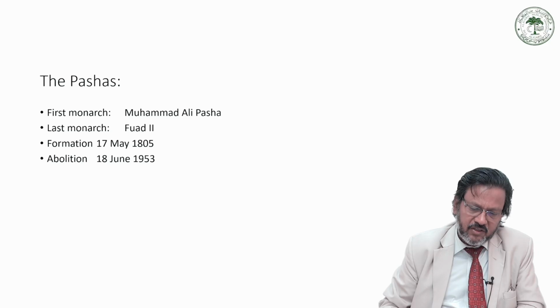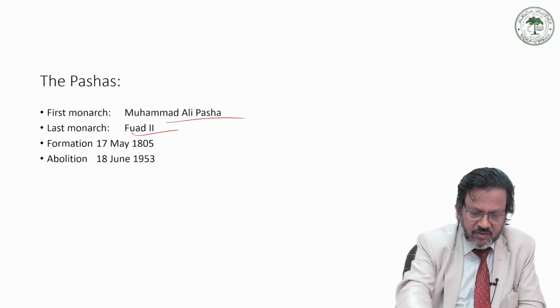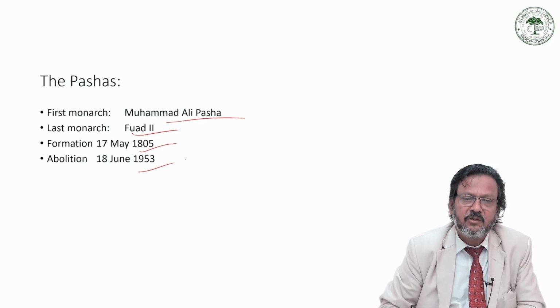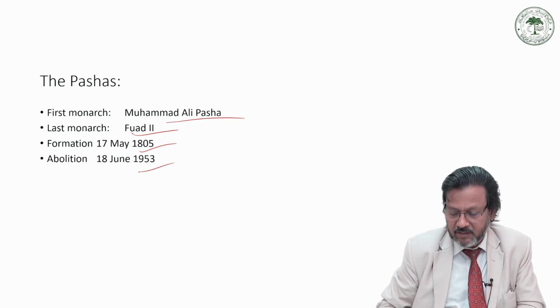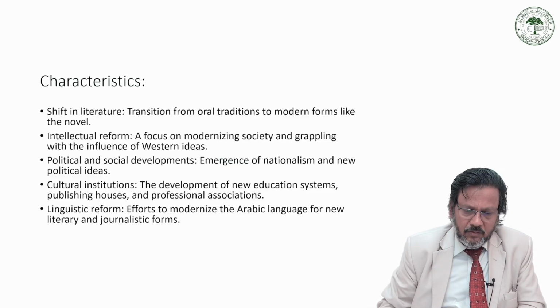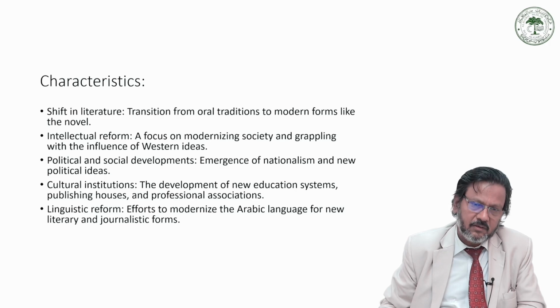There were several Pashas in the Pasha dynasty. Muhammad Ali Pasha was the first, and the last was Fuad II. The formation was in 1805 and the end in 1953, during the time of the British influence in Egypt. There are the names of the Pashas and their images. It can be seen. What were the characteristics of this rule? The characteristics of this transition from Mamluk Egypt to Pasha's Egypt sowed the seed of reform and Nahda.